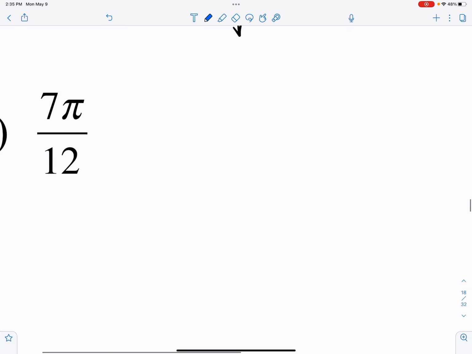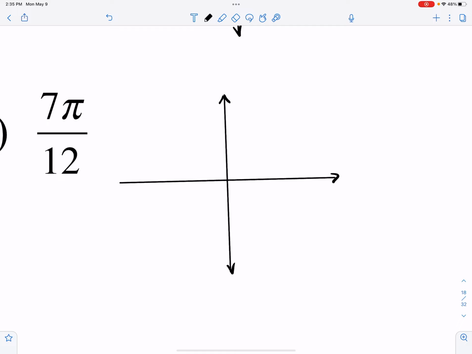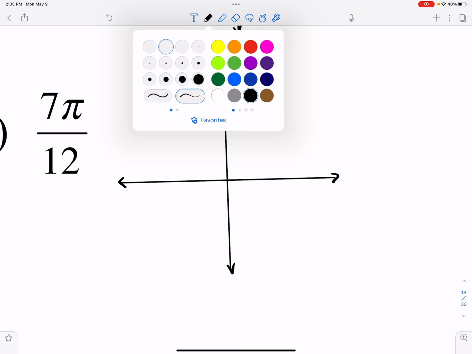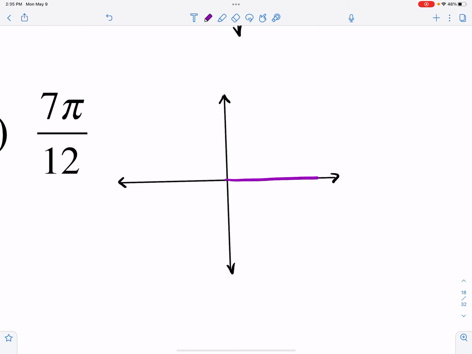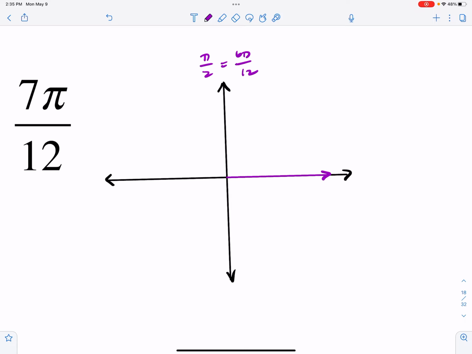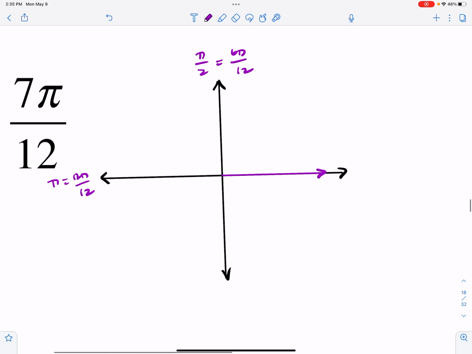Seven pi over 12, positive angle, so rotating in the counterclockwise direction. Starts on the positive x-axis and then rotates in the counterclockwise direction. Now, pi over 2 would be equal to 6 pi over 12. And pi would be equal to 12 pi over 12. So that means that 7 pi over 12 must terminate in quadrant 2.